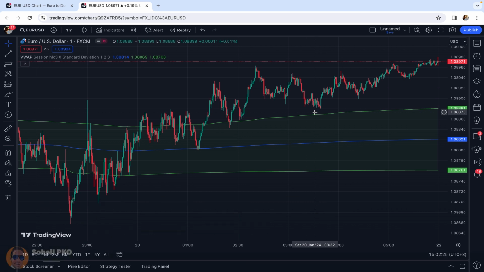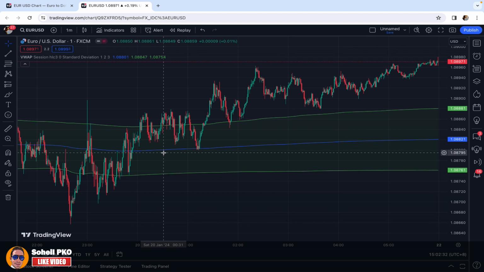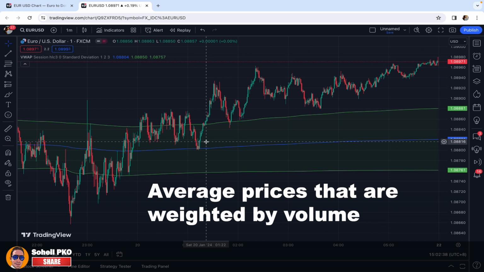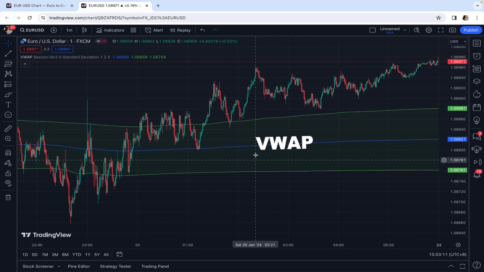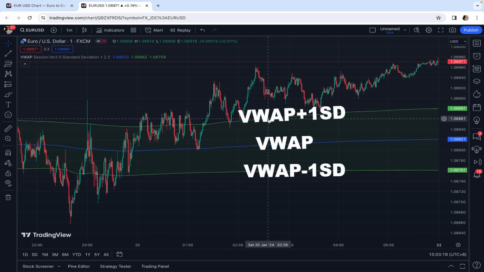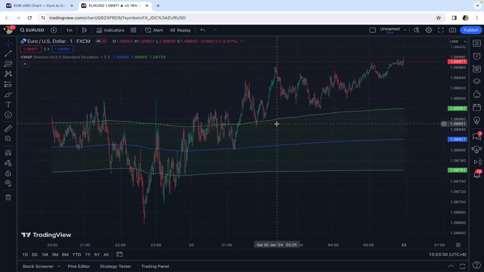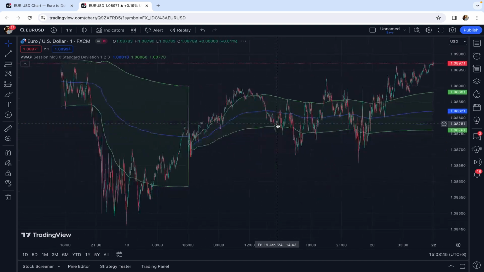It's kind of similar to moving averages, but it's totally different because in this indicator, we have average prices that are weighted by volume. So here, besides averaging the closing prices during a given period of time, the volume also plays a role, and so the indicator puts emphasis on the periods with higher volume. This blue line is the VWAP line, and these green lines above and below the VWAP line are one standard deviation from the VWAP line. The calculation of VWAP starts from the beginning of each day separately.